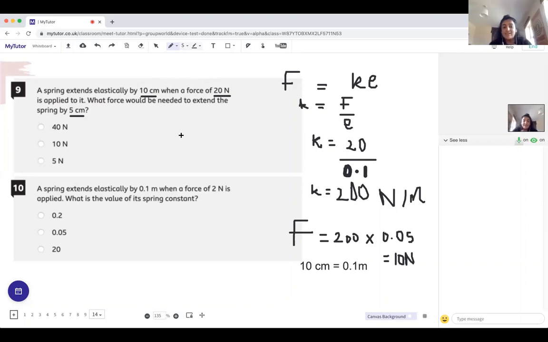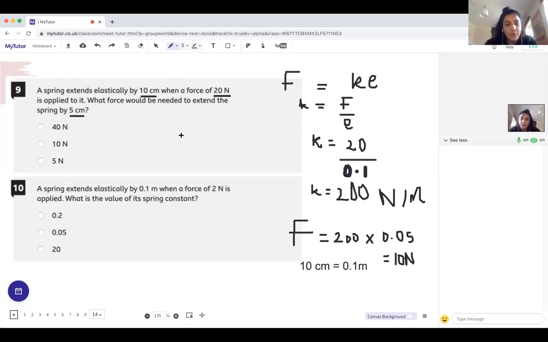Now, there is a different way to do this. We need to remember the fact that force is proportional to extension, which means if we halve the force, we halve the extension. If we double the force, we double the extension. If we halve the extension, we halve the force. If we double the extension, we double the force. Okay, so the same thing happens to force and extension.